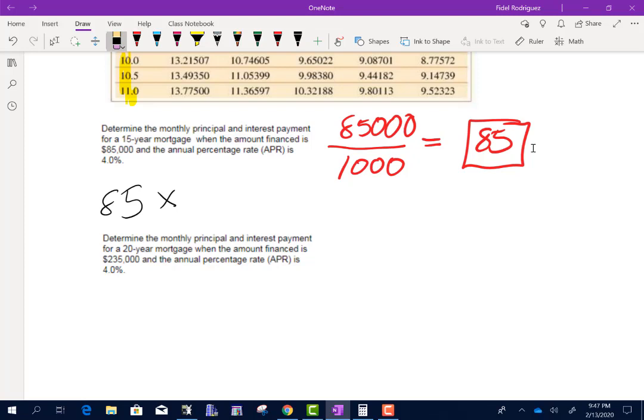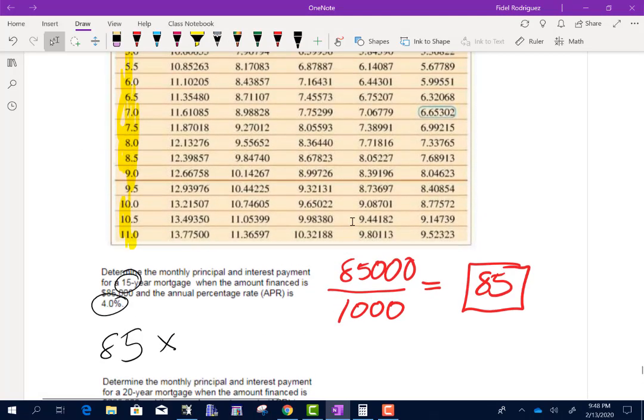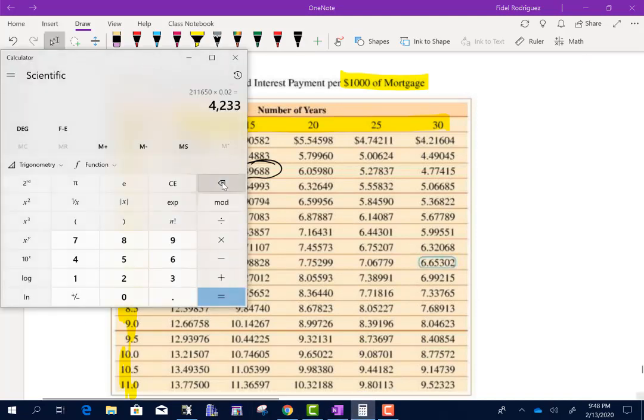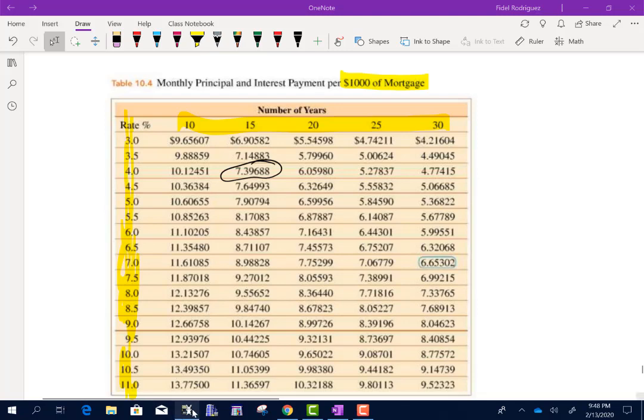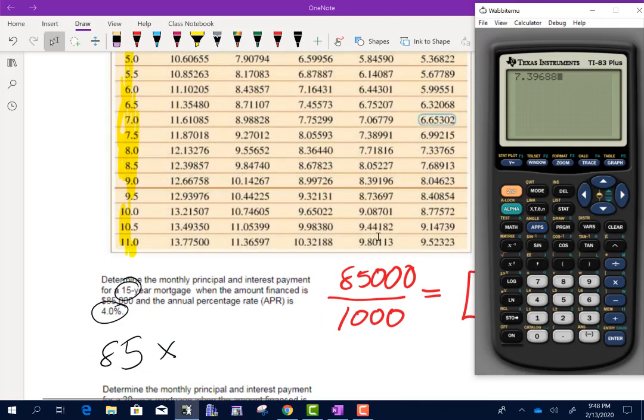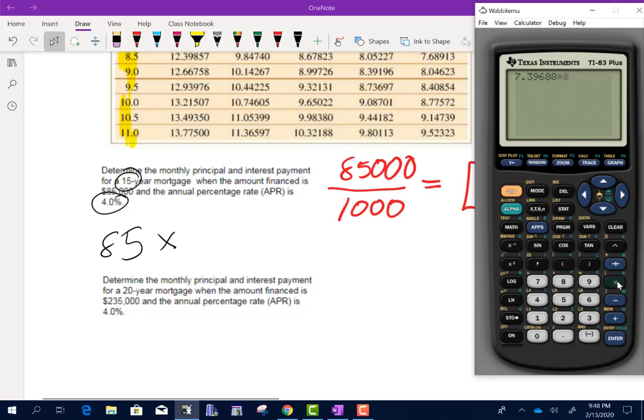Okay. So I'm going to look at 4% in 15 years. So let me scroll back up here. Okay. 4% in 15 years is that number right there. Let me clear this thing out. Tell you what, let's grab this one. Turn it on and clear it out. I'm going to type in the number 7.39688. Okay, that number is going to get multiplied by 85.